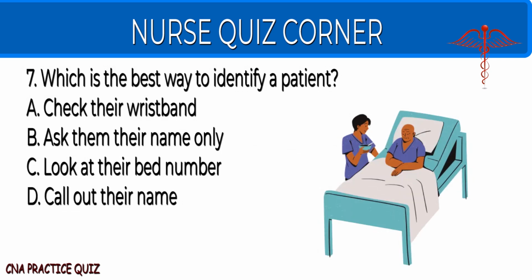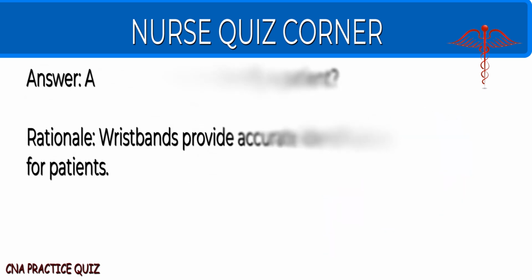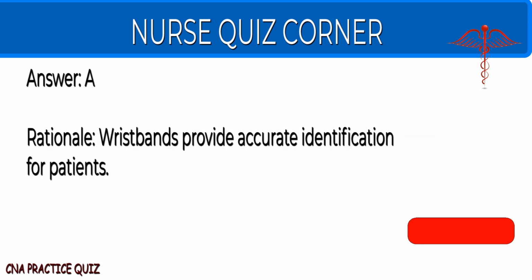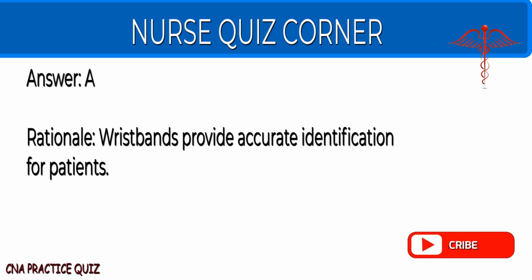7. Which is the best way to identify a patient? A. Check their wristband. B. Ask them their name only. C. Look at their bed number. D. Call out their name. Answer A. Rationale. Wristbands provide accurate identification for patients.